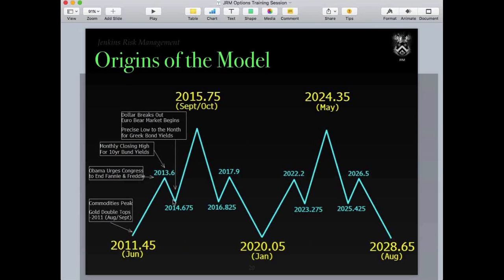And then you had the euro. The euro started its big move on this turn, because everything's connected. So as soon as the dollar broke out, the euro broke down. It was all right around this turning point. And then that's been in place now, probably into 2017 is kind of our next target.